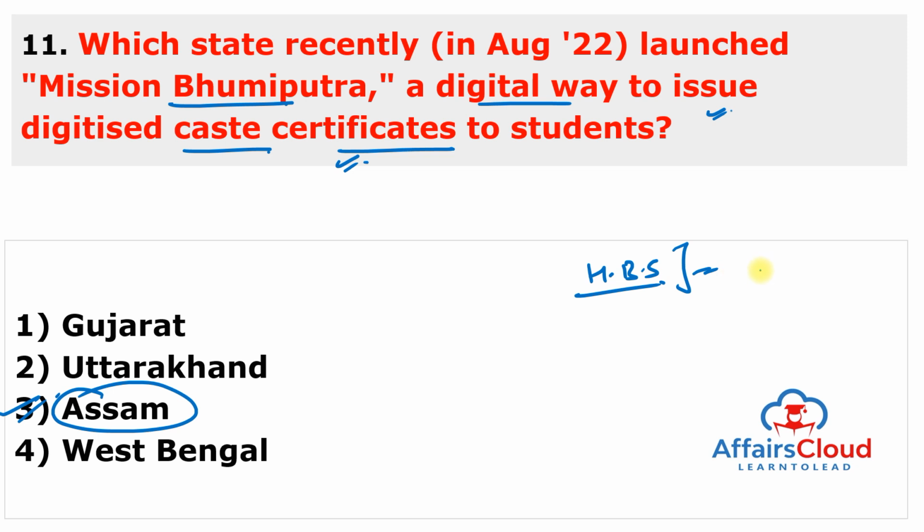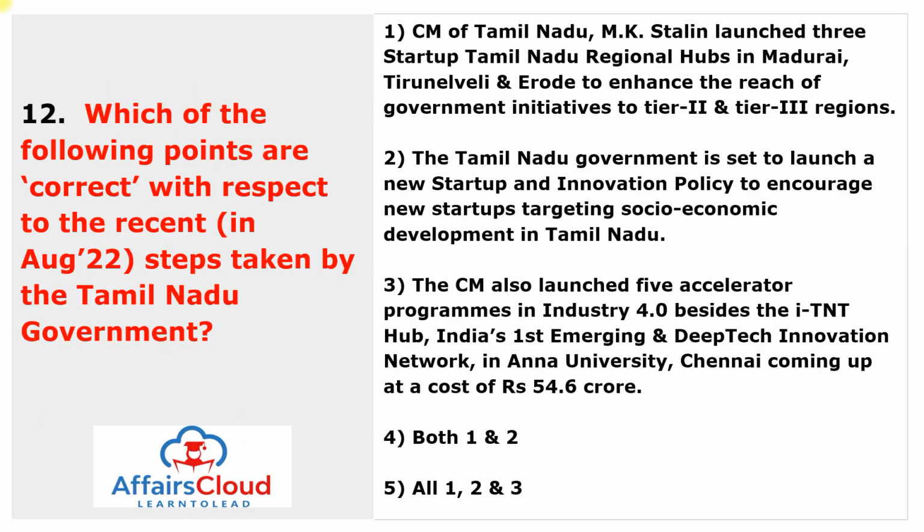And the CM inaugurated this Bhumi Puttar portal at a program held in Guwahati, Assam. The mission is implemented by the Department of Tribal Affairs and the Department of Social Justice and Empowerment under the government of Assam. The mission will help in delivering easy public service to the general public of Assam, and the manual system of issuing caste certificates will be ceased. So just remember, this is the state of Assam that launched Mission Bhumi Puttar, a digital way to issue caste certificates to the students.